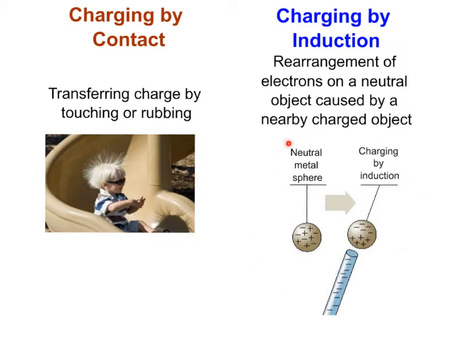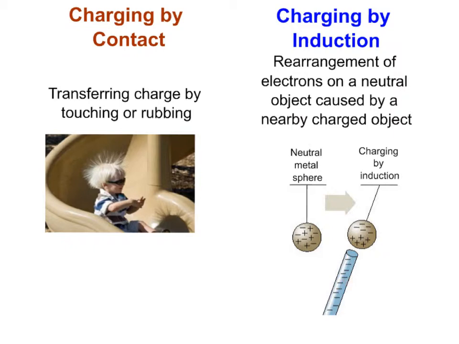An example would be here. We have a neutral metal sphere, and here we have another metal rod, and this rod is charged with only negative charge, excessive negative charge. When the rod comes close to that metal sphere, it charges this metal sphere by induction.